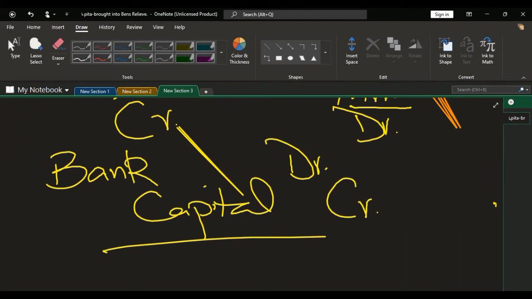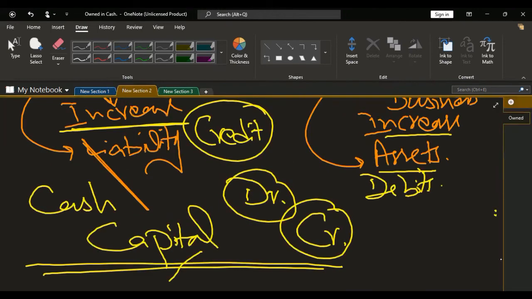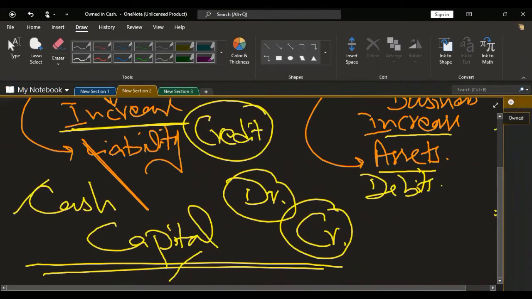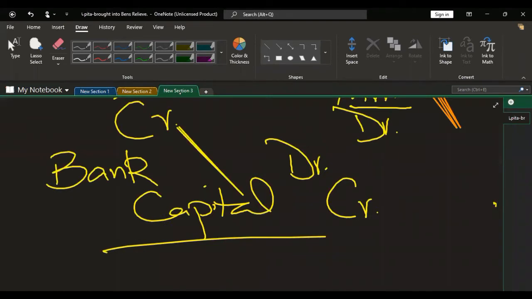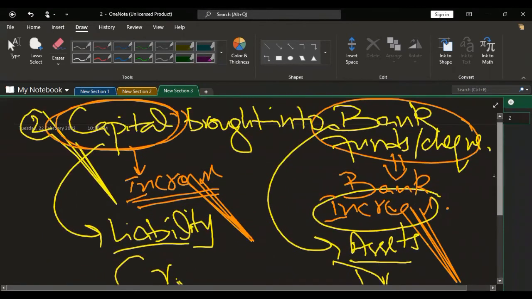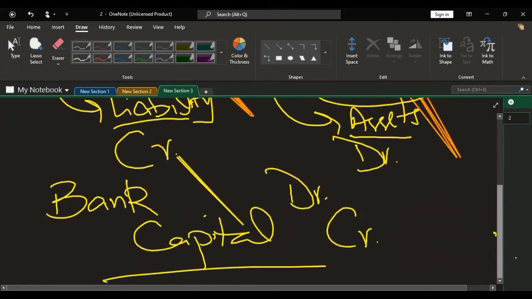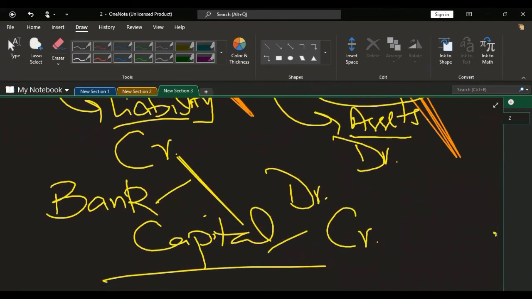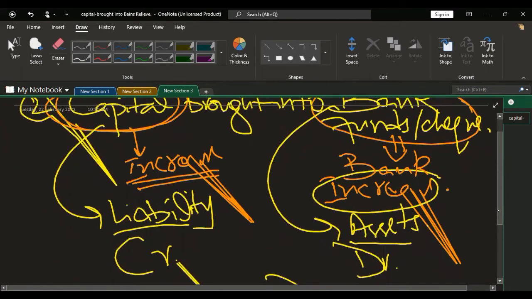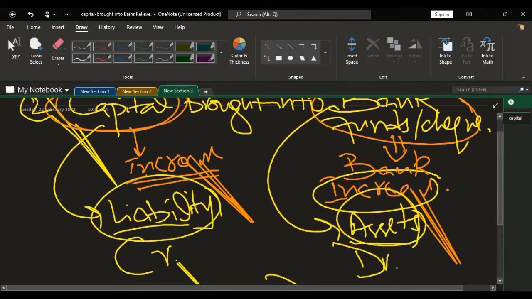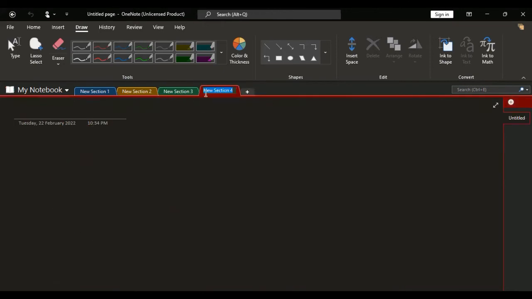So we have already discussed two examples in which capital is brought by the owner. Firstly, in the form of cash, the entry will be cash debit, capital credit. In the other example, where capital is brought in the form of check or bank balance, the journal entry will be bank debit, capital credit. This is because on one side our assets are increasing and on the other side our liabilities are increasing. Now move to the third example.